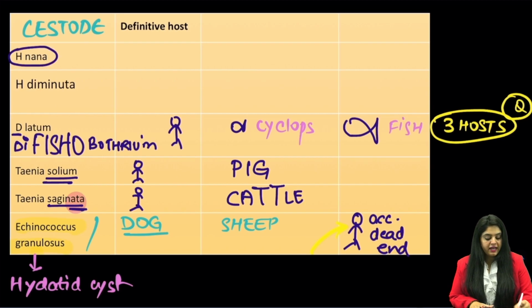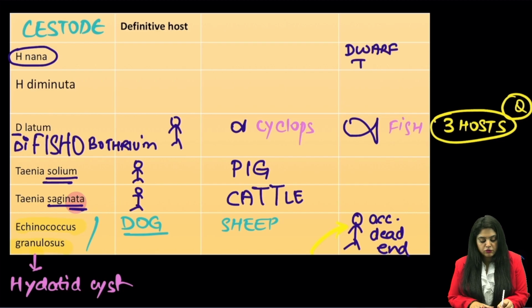Coming to H. nana, H. nana is nano. Nano means it is also known as the dwarf tapeworm. It is also known as the dwarf tapeworm. And also please remember that H. nana is going to have a single host, human only.